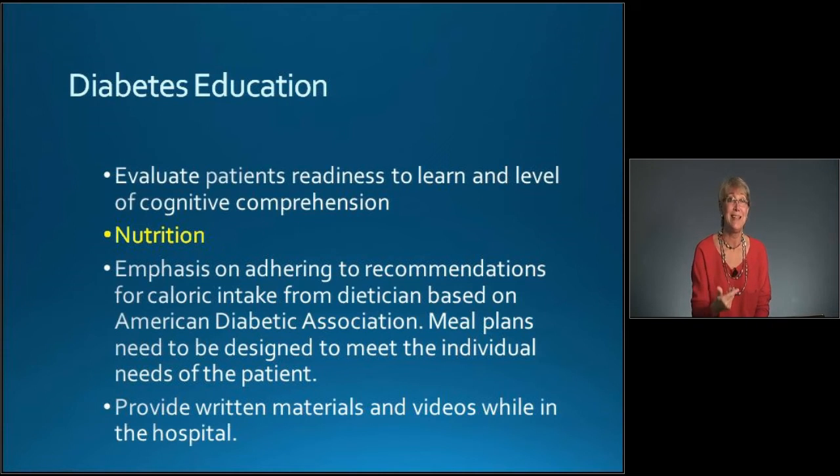We need to bring in a dietitian because we are going to emphasize the importance of adhering to caloric intake based on the American Diabetic Association. And the meal plans are going to need to be designed to meet the individual needs of the patient. And again, that is addressing the diabetes, but at the same time taking into account cultural aspects. Don't forget that. That's going to come up several times in this test as well.